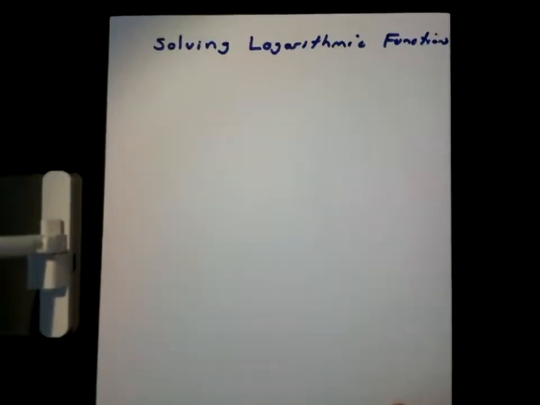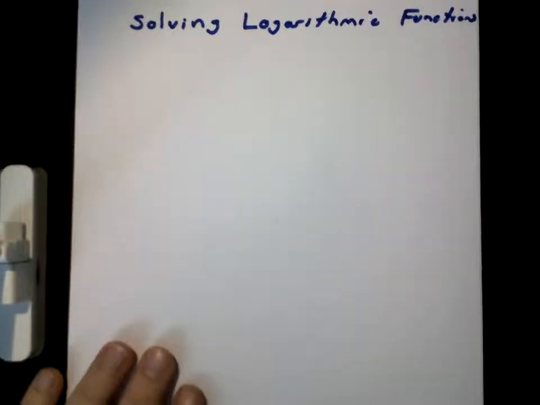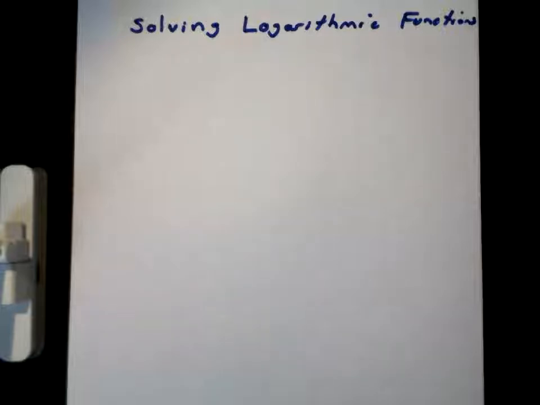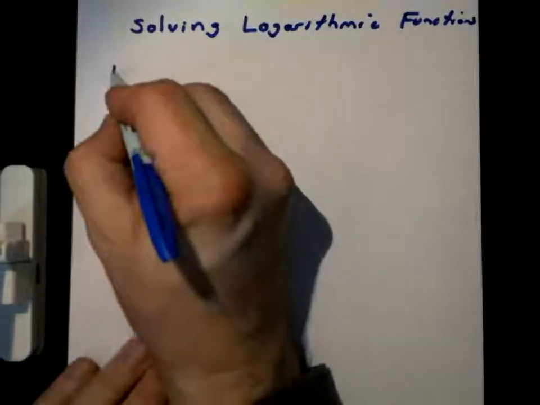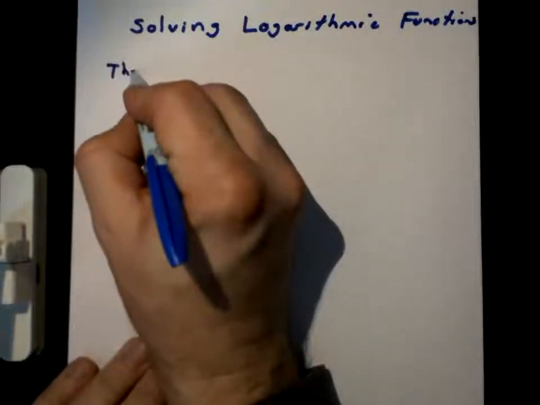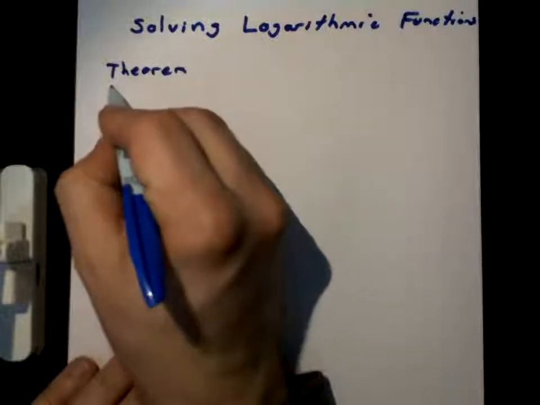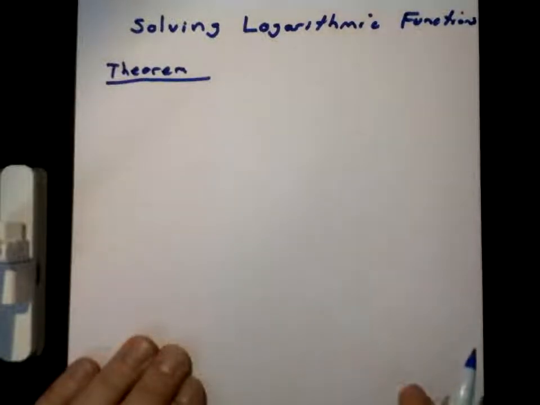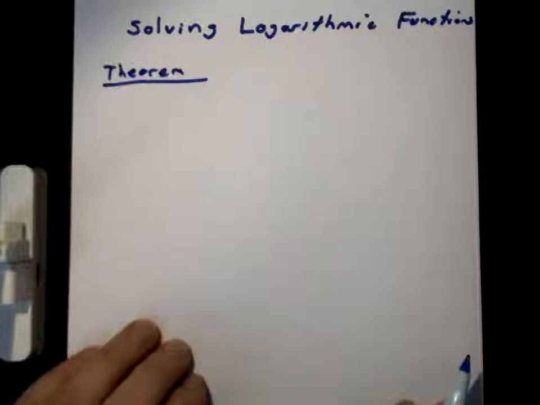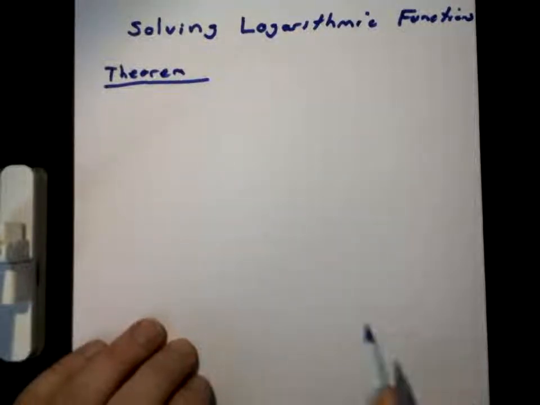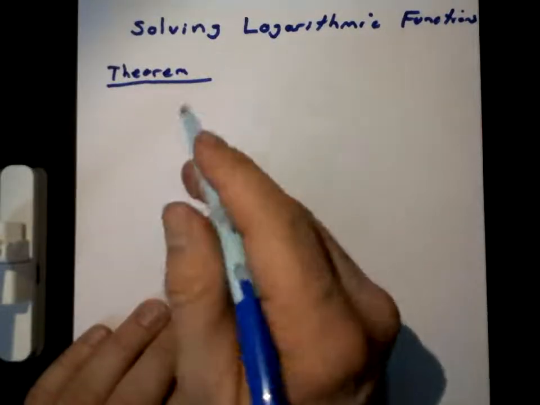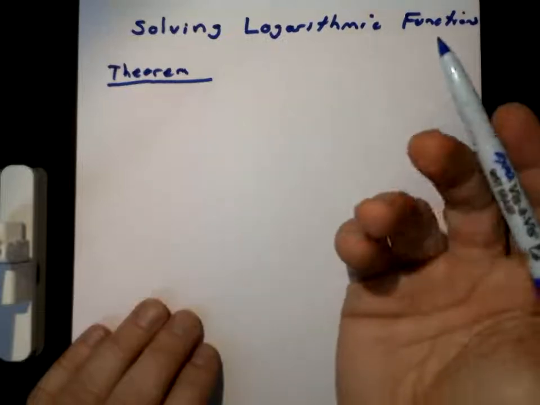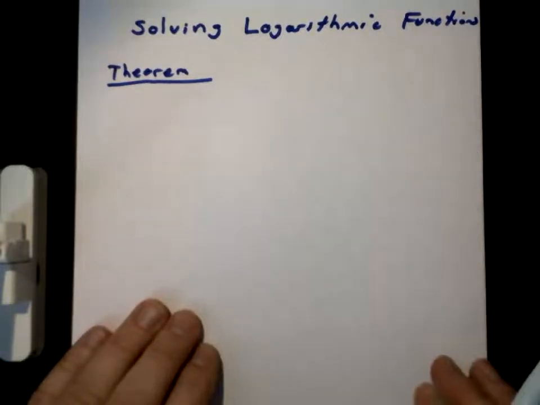All right, let's talk about solving logarithmic functions. You have to understand what the theorem says. So the theorem, which remember in geometry, you learn what a theorem was. A theorem means you have to solve it or prove it, I should say. So that was a little bit of geometry there.